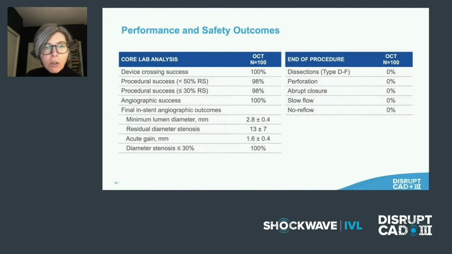Looking at safety outcomes and performance outcomes, the device crossing success was 100%, procedural success 98%. You can see the angiographic measured outcomes are very good down in the left-hand corner. Looking at complications, there were no complications in the OCT cohort within the study.